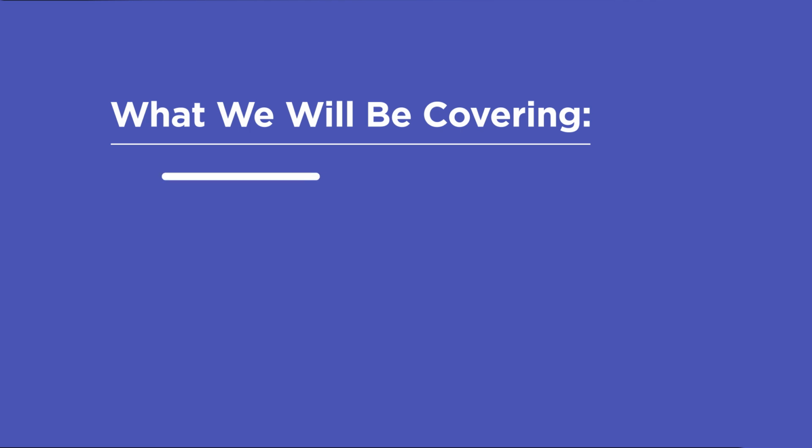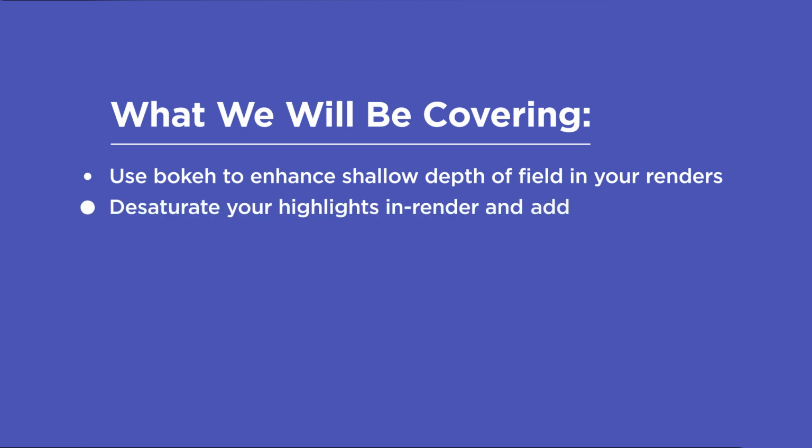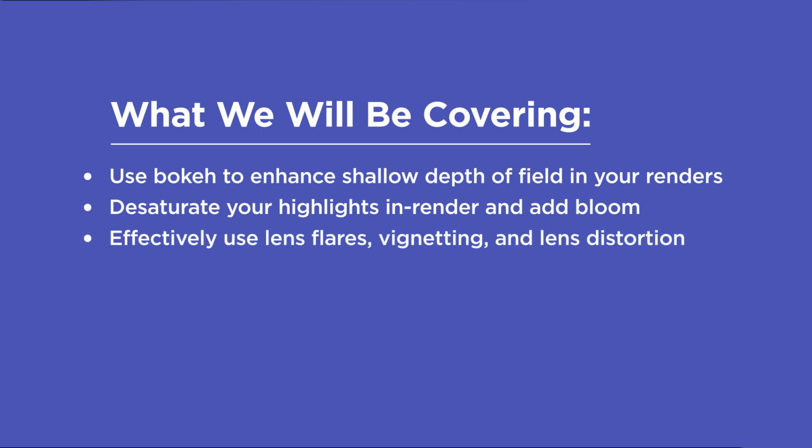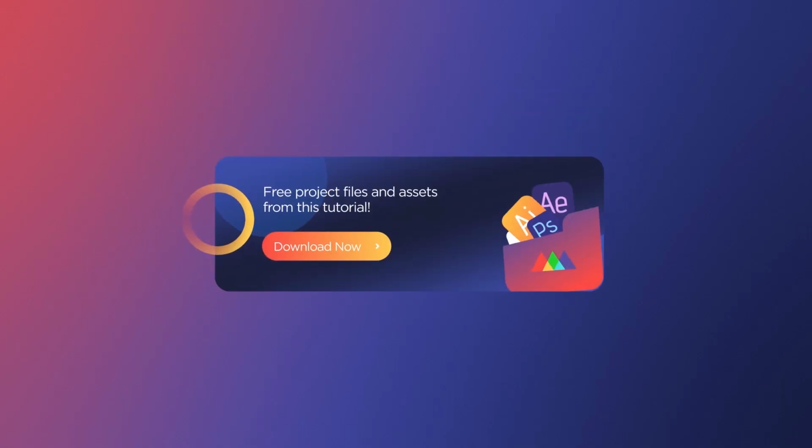In this video, you'll learn how to create various types of bokeh to enhance the shallow depth of field in your renders and simulate different kinds of lenses, desaturate your highlights in render and add tasteful amounts of bloom, effectively use lens flares, vignetting, and lens distortion, and add in effects like chromatic aberration, motion blur, and film grain.